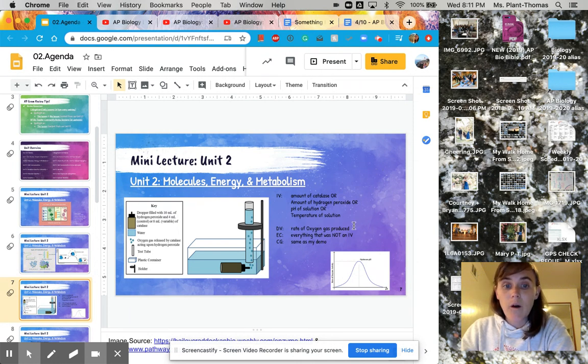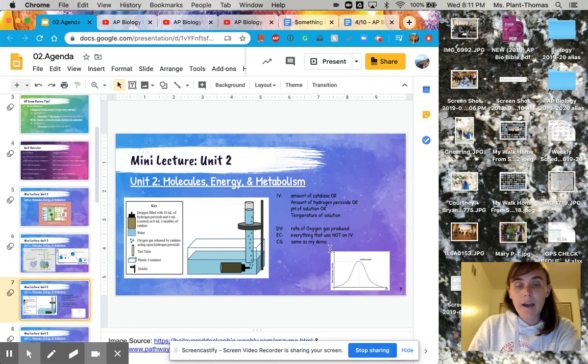And you were all measuring, though, the amount of bubbles, the amount of oxygen gas produced, and the rate at which that was produced. Experimental constants were everything that was not one of the independent variables, and the control group, remember I did a demo, was your comparison point. And what we were looking at was that if we change one of these things, it's going to change a graph of the enzymatic activity.